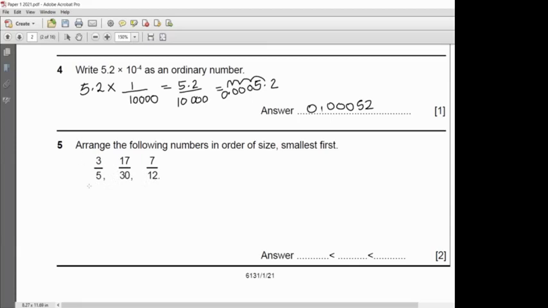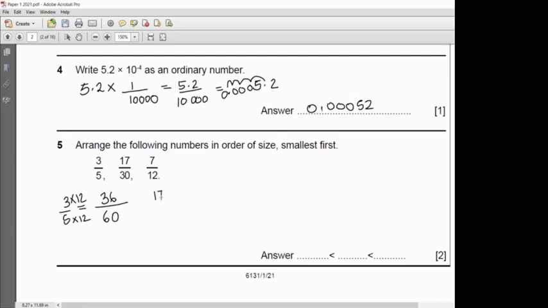So we start with 3 over 5. So what I want to do is write this as a fraction over 60. So I ask myself, what do I need to multiply 5 by in order to make it 60? And the answer is I need to multiply it by 12. So I multiply the denominator by 12. I also multiply the numerator by 12. So 3 times 12, that is equal to 36. So this is equal to 36 over 60.